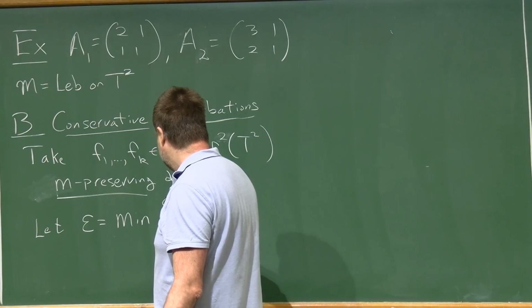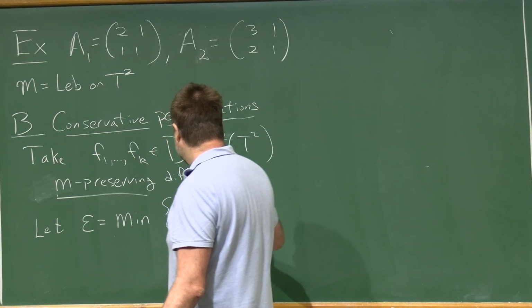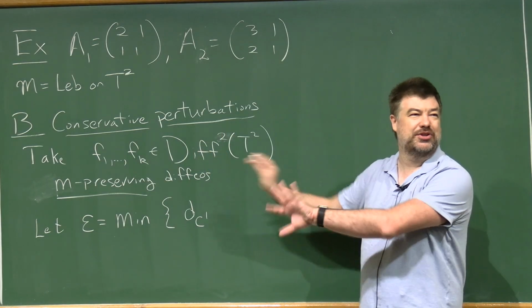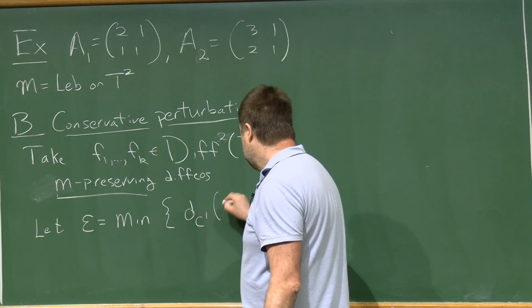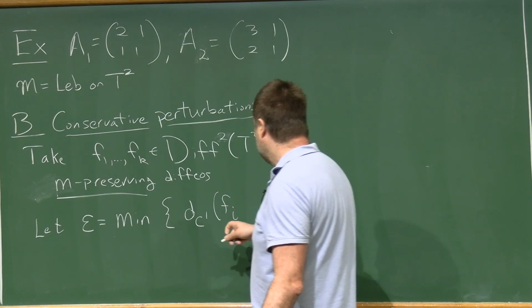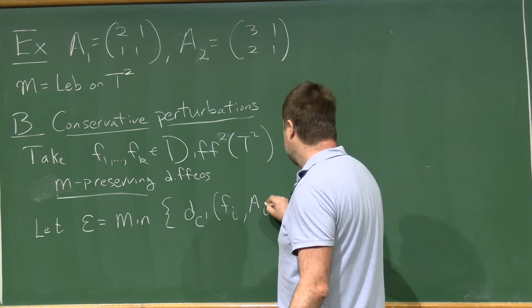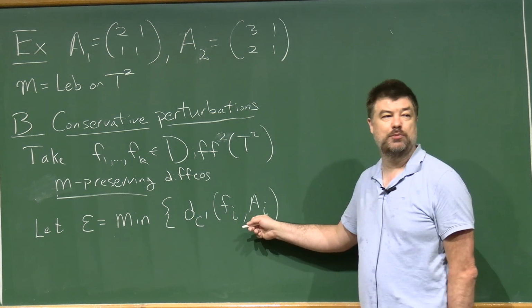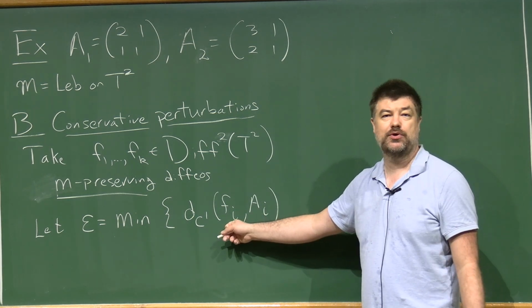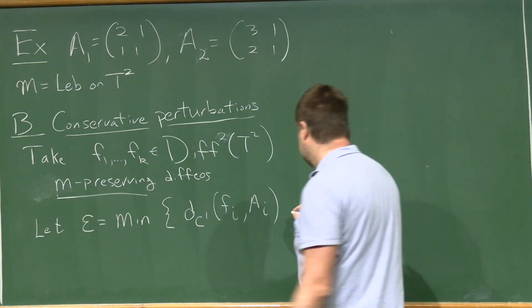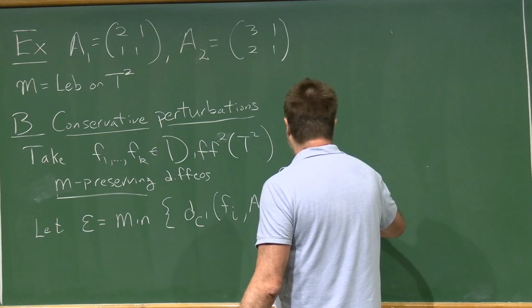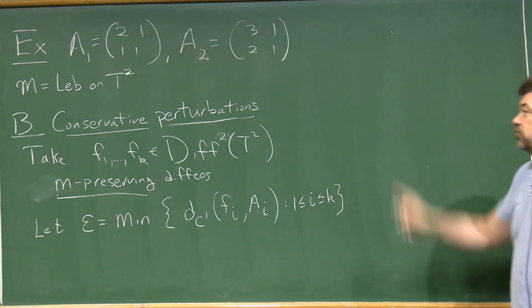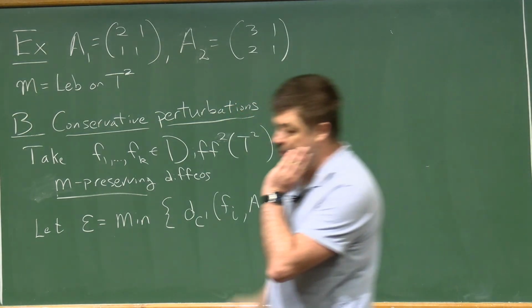So epsilon is the maximum of the C1 distance, and I don't really care how you define C1 distances, I only care about the topology. You can do it in charts. It is the C1 distance between the ith nonlinear generator and the ith linear generator. I think of each as a diffeomorphism of the torus, and ask how close they are in the C1 topology, for 1 less than or equal to i less than or equal to k. And of course, you can just think of k equals 2 in these two examples, these two matrices.